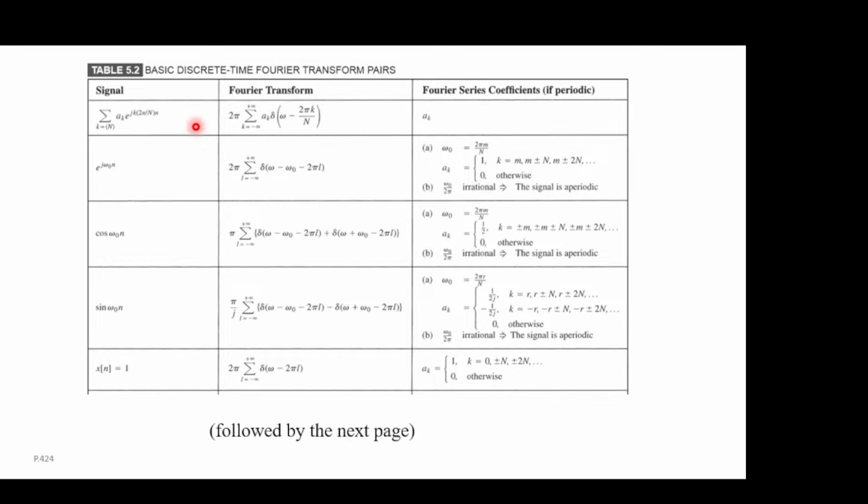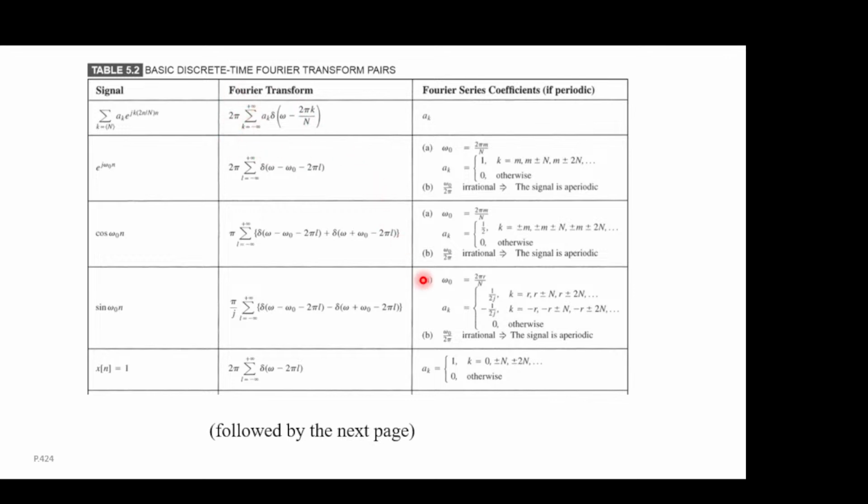Okay. And we have another table of good Fourier transform pairs that you would like to remember. First, if you have a periodic signal, then the Fourier transform is going to be a sum of impulse trains. If you have a coefficient a k here, then you get the same coefficient a k with a delta at omega equals 2 pi k over N. The k goes from minus infinity to plus infinity because you need to repeat for every 2 pi. Also, there is an extra 2 pi in front.